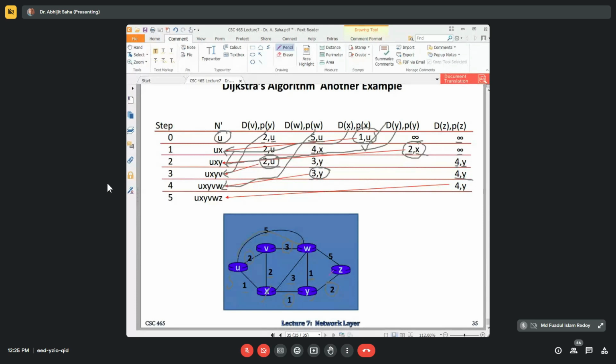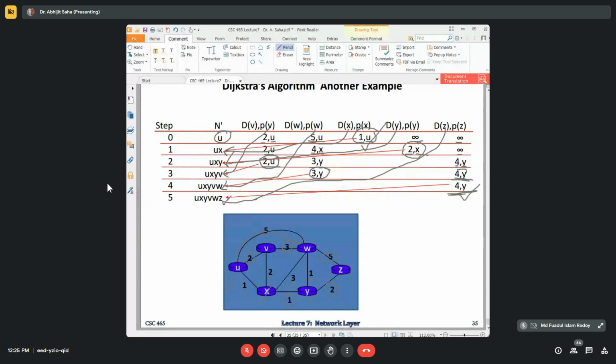From w, can you go to z? What is the value we have in hand? 3. And from w to z, can you go directly? Yes. What is the cost? It's 5. And in our hand it is 3. So 5 plus 3 is 8, right? What was my previous value? That was 4. So that means it is not going to be updated, because it is larger than the previous one. We are keeping it as it is. So that is the only value we have, and that means the last node we are counting here.